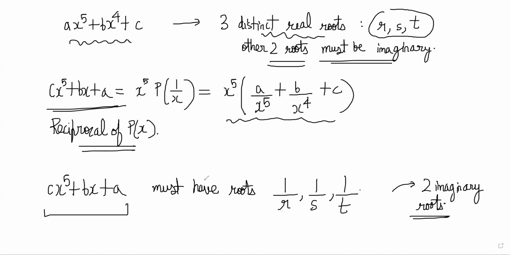When you have a polynomial p of x and a reciprocal of that polynomial, only the non-zero roots will be inverted, right? If r, s, t are roots of p of x, 1/r, 1/s, 1/t will be roots of the reciprocal polynomial of p of x. The same does not apply for 0 as a root. We excluded that case by proving the contradiction that happens when you take 0 as a root of the original polynomial, right? So that proves our question.